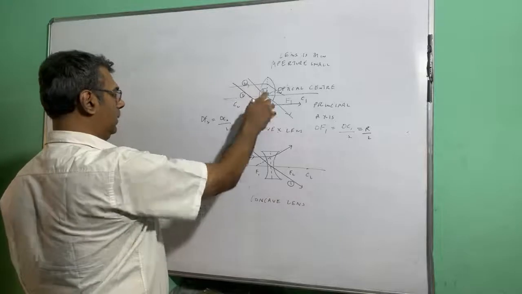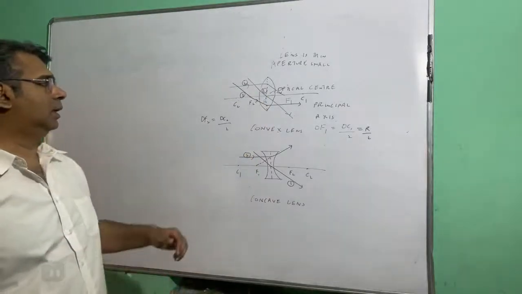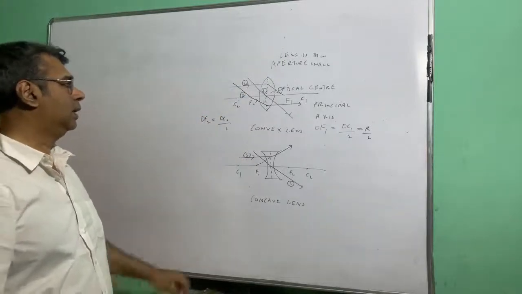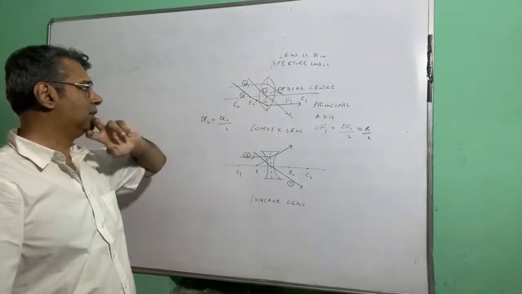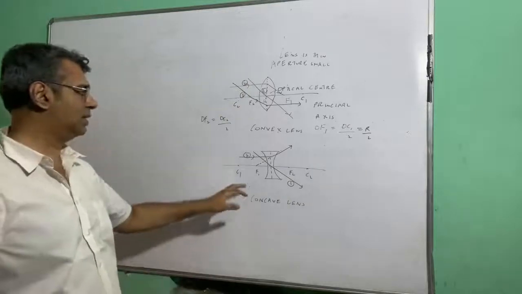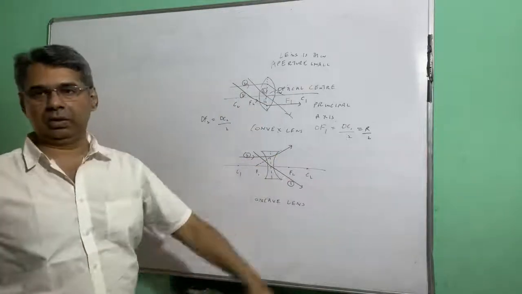Ray number 2, the ray parallel to principal axis, this is this. So how is ray number 2 of the first different from ray number 2 of the second? In the first one, ray number 2 after refraction passes through F1. That means it tries to go closer to the principal axis. In the second one, ray number 2 after refraction appears to be coming out of F1.